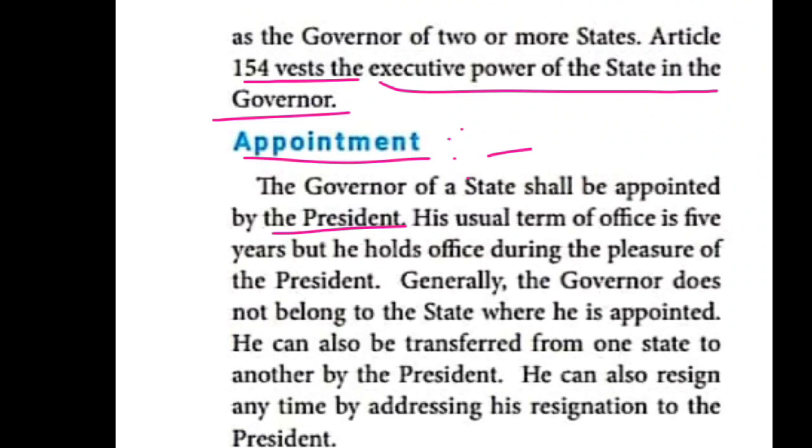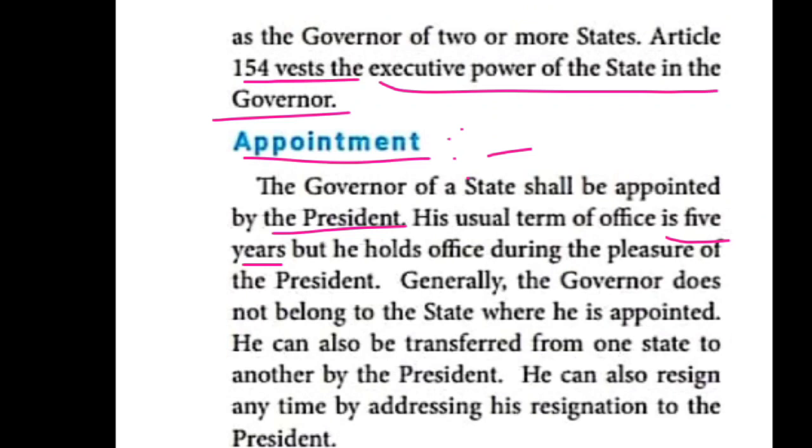His period, his term: how many years can he continue as the Governor of a particular state? Five years. He can hold the office for five years, during the pleasure of the President.